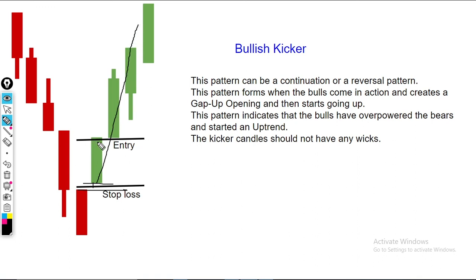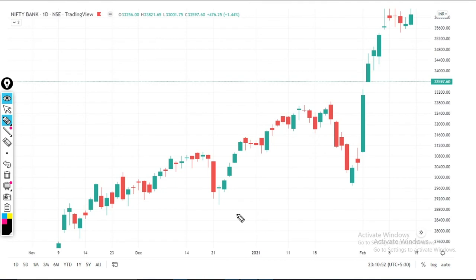So our entry should be as soon as the high of this green candle is broken, and our stop loss should be below the low of this green candle. So this is a Bank Nifty chart on a daily time frame. This is a bullish kicker pattern in a Bank Nifty daily time frame chart.